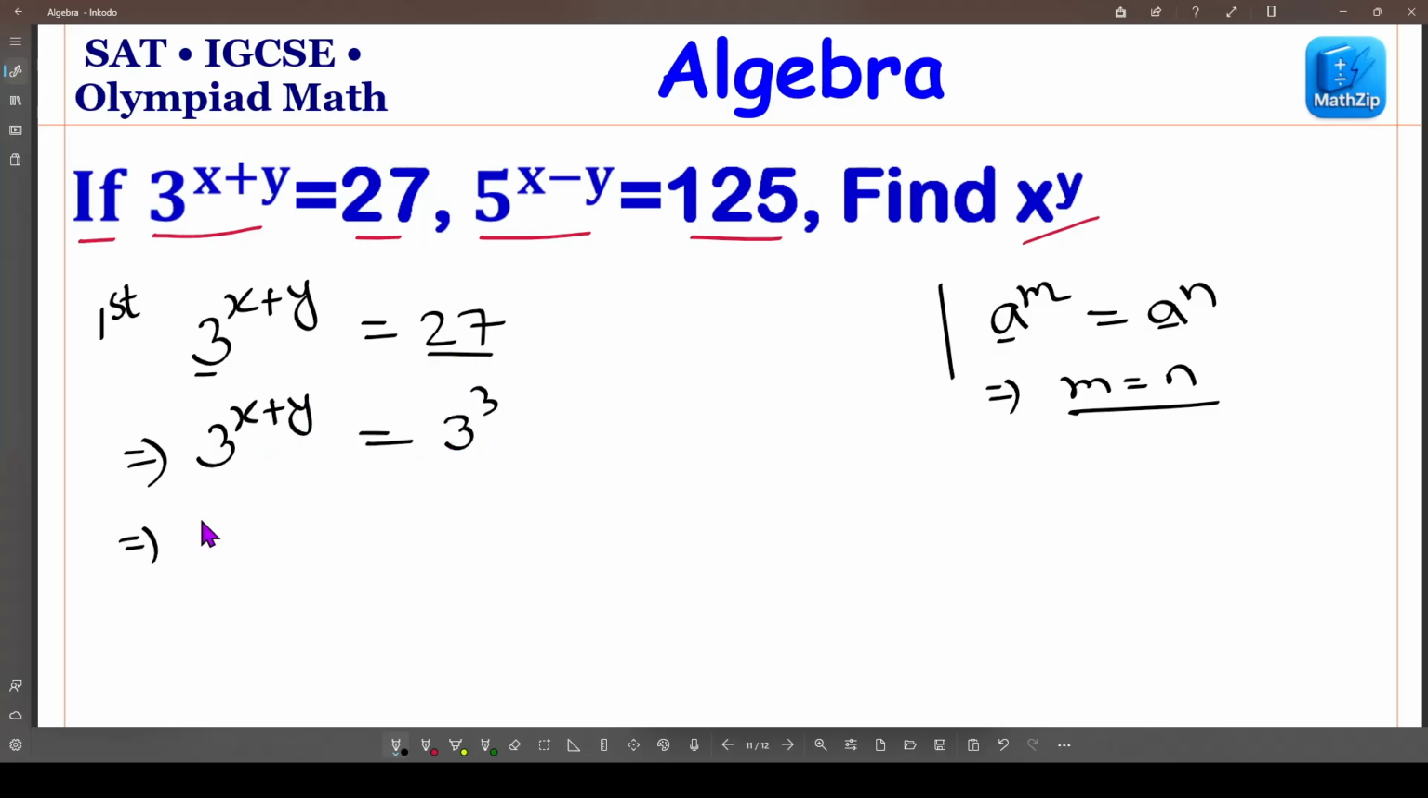Now look, the bases are the same, so we can write x plus y equals 3, and we can call this equation 1.